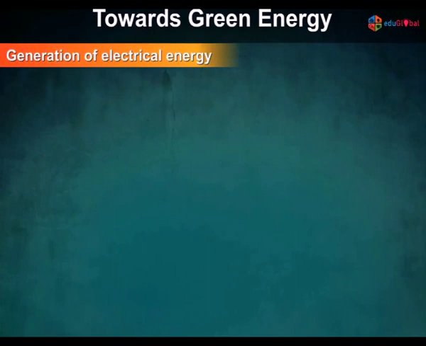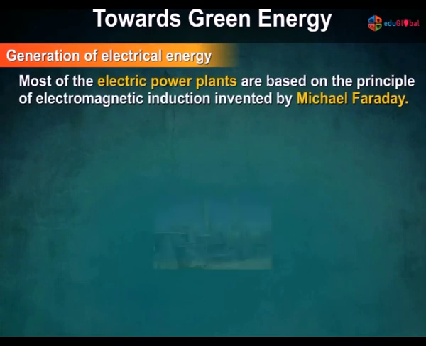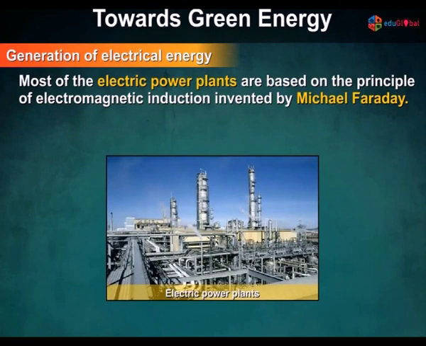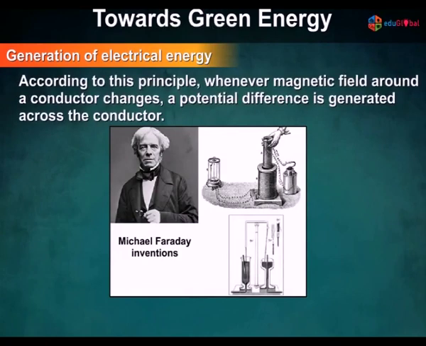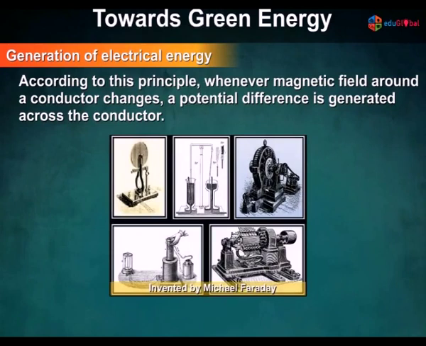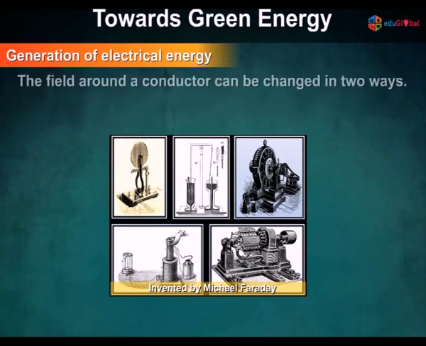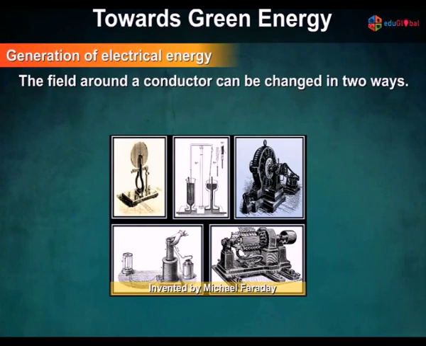Generation of electrical energy. Most of the electric power plants are based on the principle of electromagnetic induction invented by Michael Faraday. According to this principle, whenever the magnetic field around a conductor changes, a potential difference is generated across the conductor. The field around a conductor can be changed in two ways.